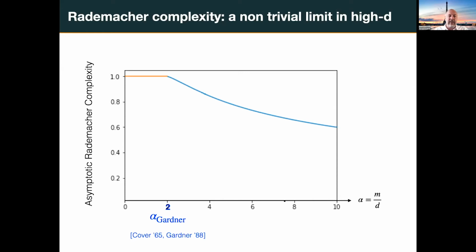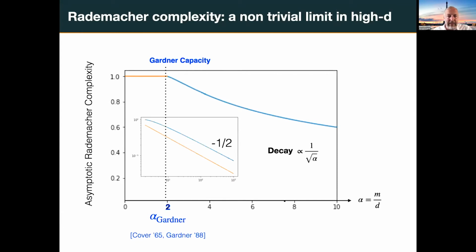For small alpha, alpha smaller than 2, you can always fit noise perfectly. It's a very famous known result by Cover. Physicists call that the Gardner capacity. So until alpha equals 2, the Rademacher complexity is 1. After that, your function class is not good enough to fit random labels, and it starts to decay below 1, and it decays as 1 over square root of alpha. So what you see here is the result of the Replica method, and here in log you see very well this 1 over square root of alpha. All right, so that's the first result.